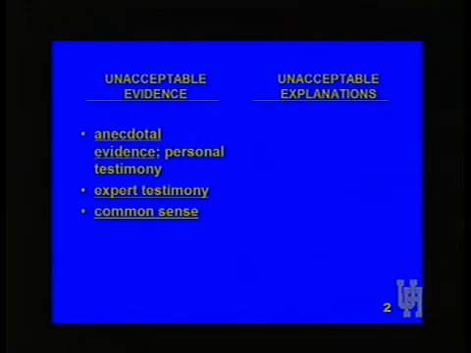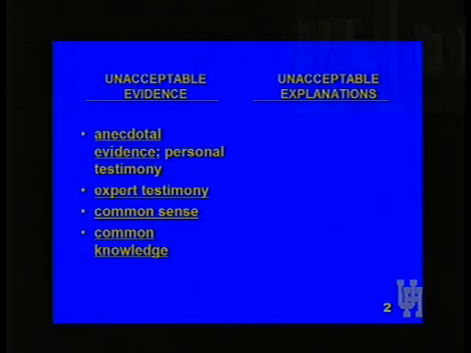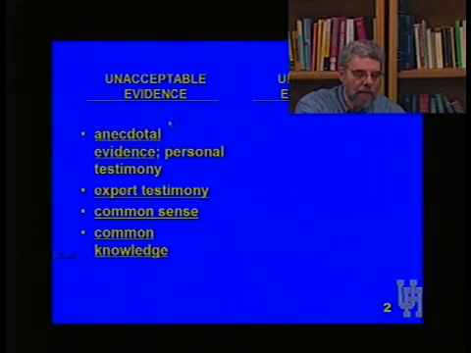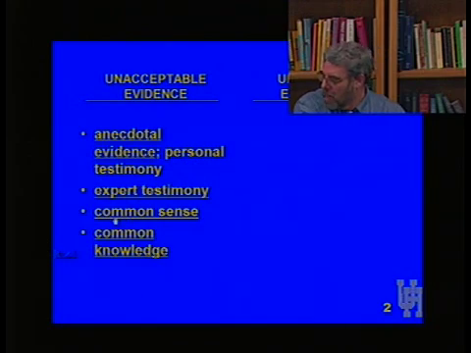Unacceptable evidence and unacceptable explanations. I want to talk about the unacceptable evidence first. And we're going to talk about four kinds of unacceptable evidence, okay? Anecdotal evidence, expert testimony, common sense, and common knowledge. The first one we're going to start with is anecdotal evidence.